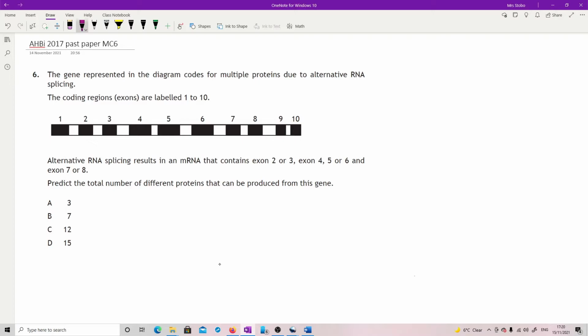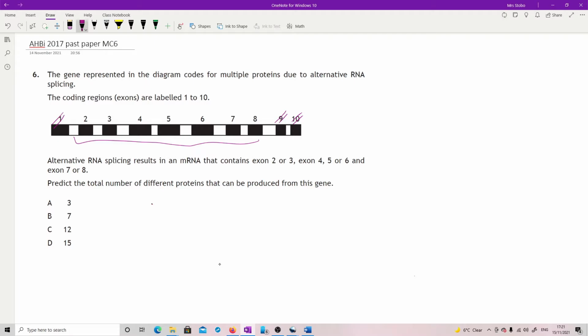Question 6. The gene represented in the diagram codes for multiple proteins due to alternative RNA splicing. Coding regions are labelled 1 to 10, so these are your exons. Alternative RNA splicing results in an mRNA that contains either exon 1 or 2 or 3, exon 4, 5 or 6, and exon 7 or 8. So basically I've got nothing to do with 1, and I'm not really worried about 9 or 10, because these are the bits that have alternate splicing going on. Okay, so predict the total number of different proteins that could be produced.